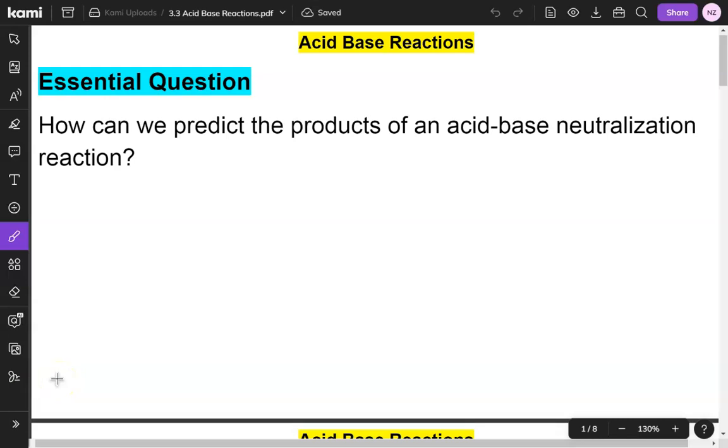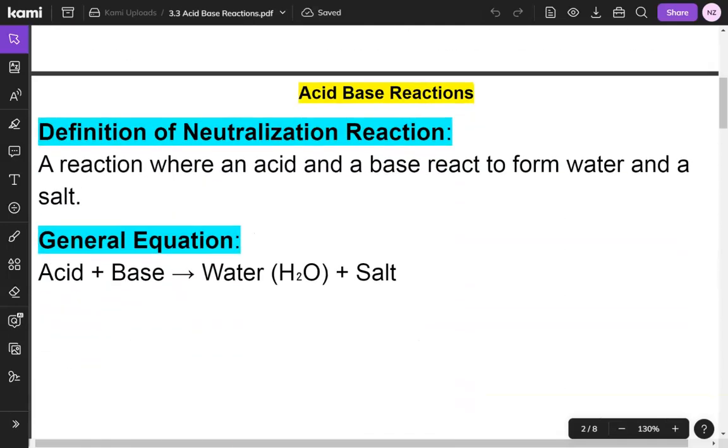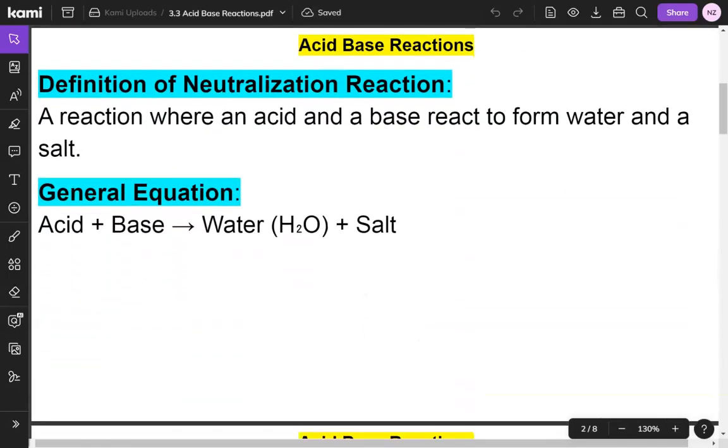In this video, we're going to go through acid-base reactions. Our essential question is, how can we predict the products of an acid-base neutralization reaction? So let's begin by defining what an acid neutralization reaction is.